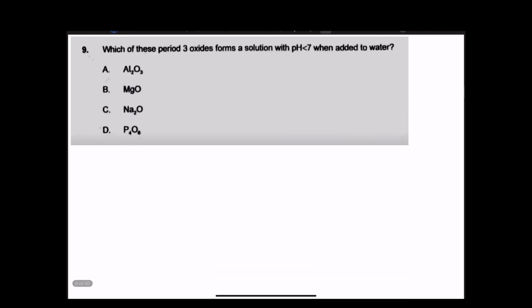Moving to the next one. Which of these period 3 oxides will form a solution with pH less than 7? So which one will form an acidic solution, right? MgO will form Mg(OH)2. This is basic. Cannot be B. Al is amphiprotic, so I'm not eliminating just now. Na2O will form NaOH, so this can also be eliminated. P4O6 will form an acid, like H3PO4 or something like this, right? Al2O3 can also be eliminated as it is amphoteric. Can act both like an acid or a base. So only option D gives you an acid, right? So pH will be less than 7.